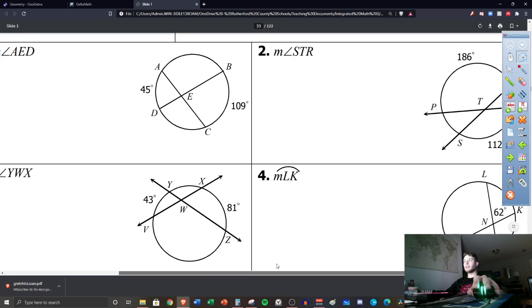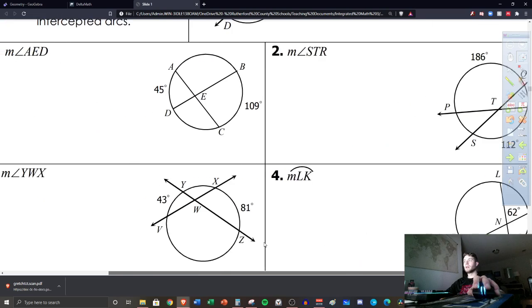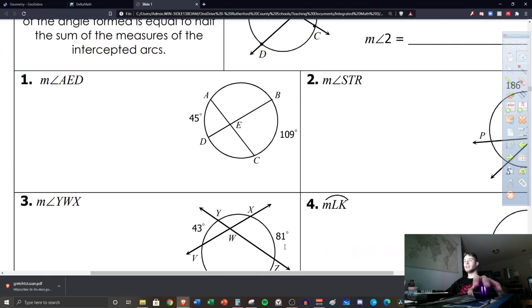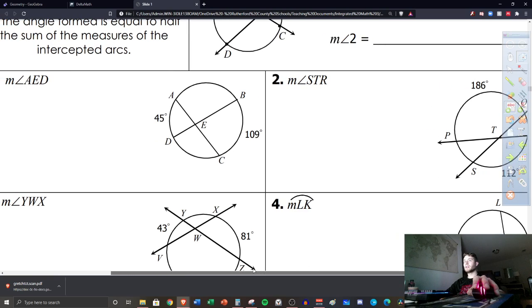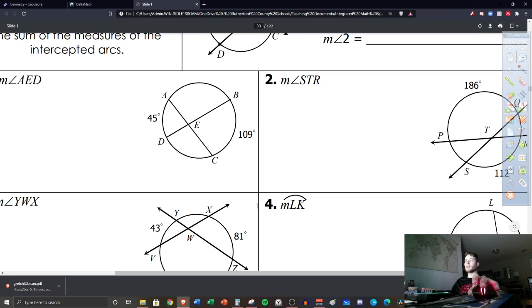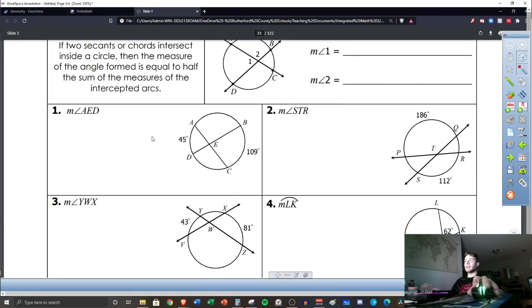Actually, I think these are in your practice problems. I can't remember. We'll do the top ones here, AED and STR. So we'll do both of those. I want to fit them both in the screen. There we go, okay. All right, so we want to find this angle here.